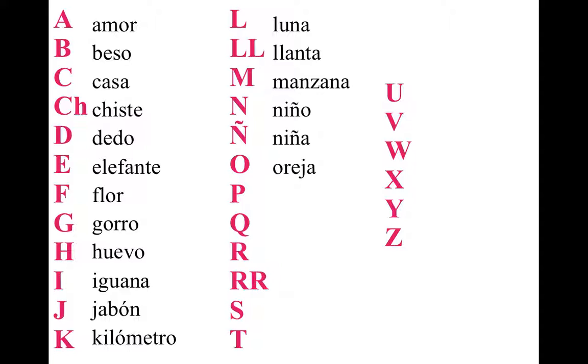O, oreja. Oreja is an ear, your ear. P, pavo. Pavo is turkey. Like Thanksgiving. Oh, I can't wait. I love Thanksgiving. Q is queso. Queso is cheese. That's right, cheese. And what's cheese without a mouse? Ratón. Ratón is a rat or a mouse. The double R. Whew.